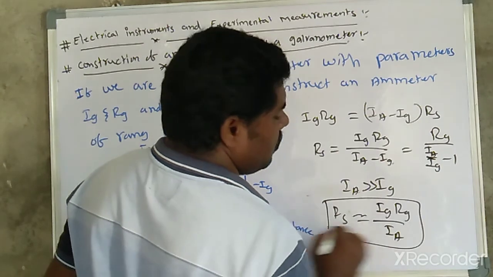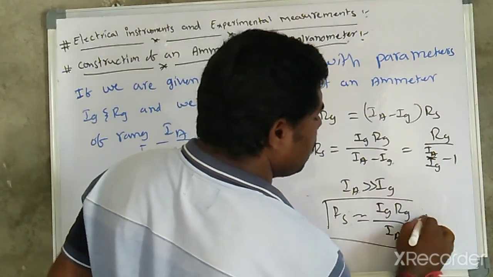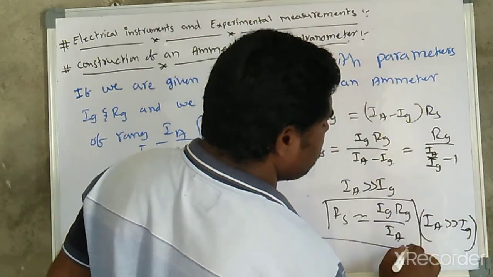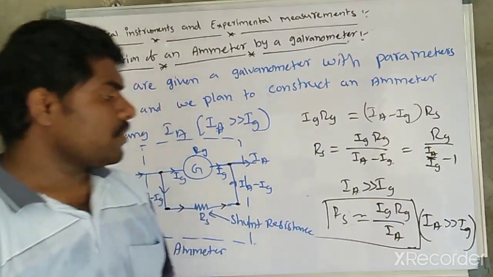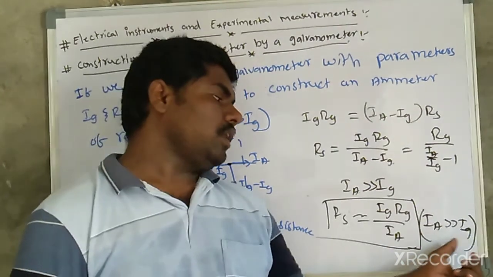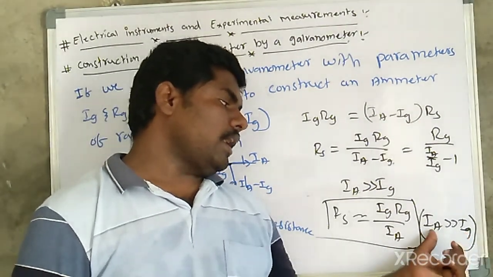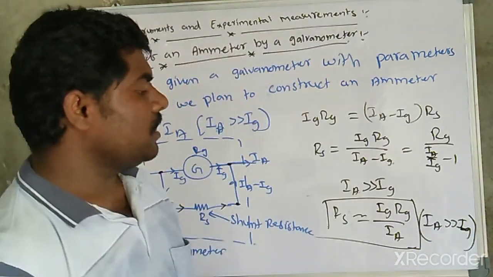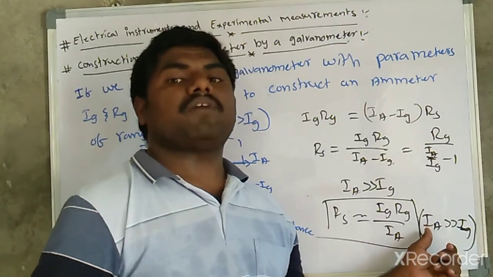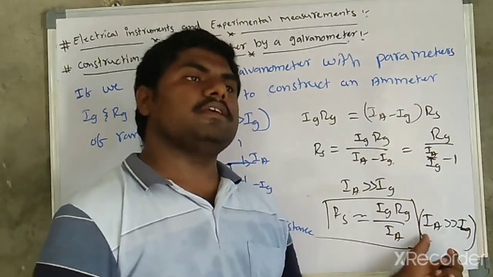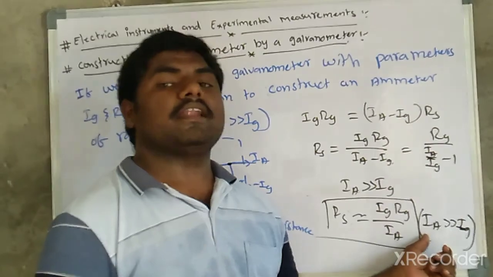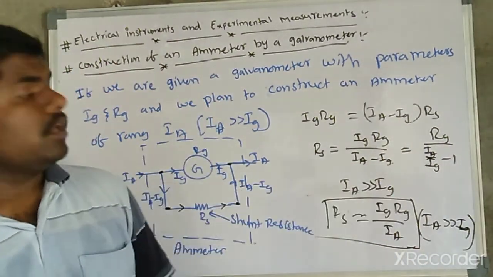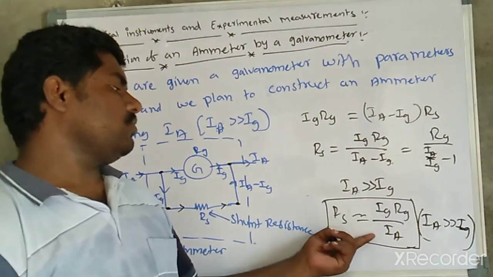It means this applies only in the case where Ia is bigger than Ig. Whenever you see the given data, compare the Ia value and the Ig value. If Ia is a very big value, like 5 ampere or 10 ampere, while Ig is in micro or milli range, you may neglect the Ig value. If you neglect the Ig value, you may directly use this formula.